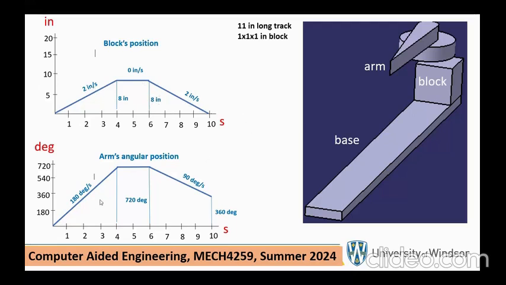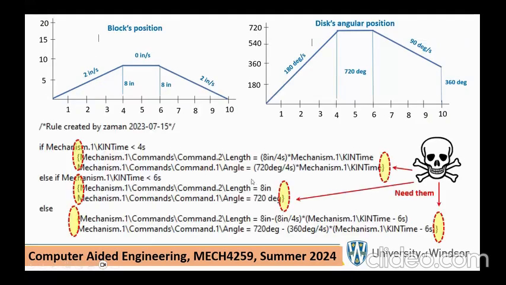Here it's going to be 720 degrees over 4 seconds. So it's 180 degrees per second, etc. So that's to make my job easier so that I don't have to go back and forth between the screen and the formulas. Now, here is the code. So basically, I have to put this thing in my rule.